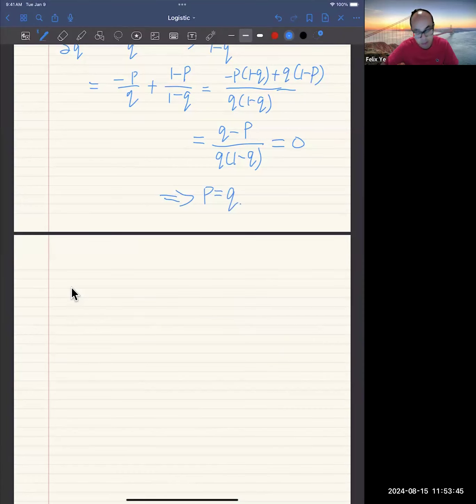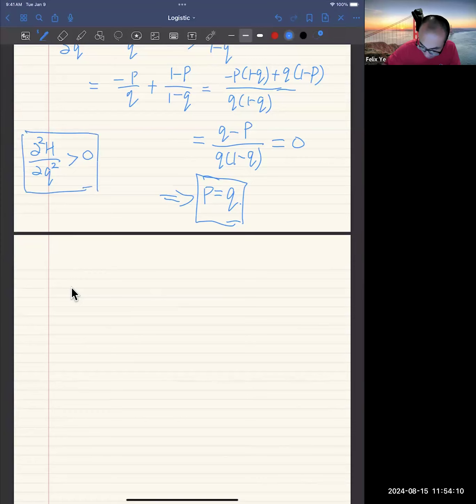So when P equals Q, we reach a stationary point. We can show later, and I'm not going to show it here, that if we take the second order partial derivative with respect to Q, it's always bigger than 0. That indicates P equal to Q actually reaches the minimum. So this is very important.